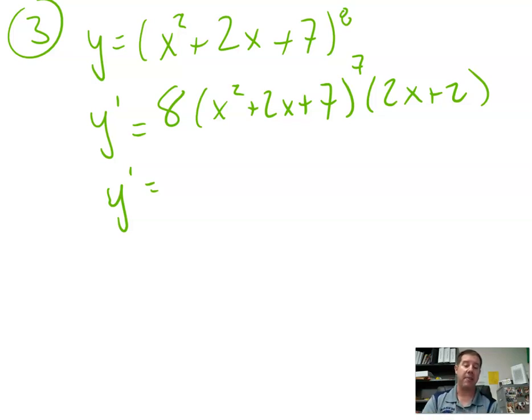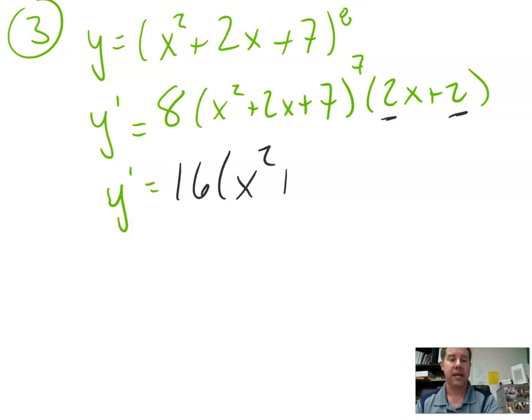That might be the answer I have in the back. In this case, it wasn't. And again, why do they do some of these things? I don't know. It just kind of depends. But to get the answer in the back of the book, it looks like what they did was they saw that you could factor out a 2 from back behind here. So they took the 2 out and multiplied by the 8 and got 16 times x squared plus 2x plus 7 to the 7th power times x plus 1.